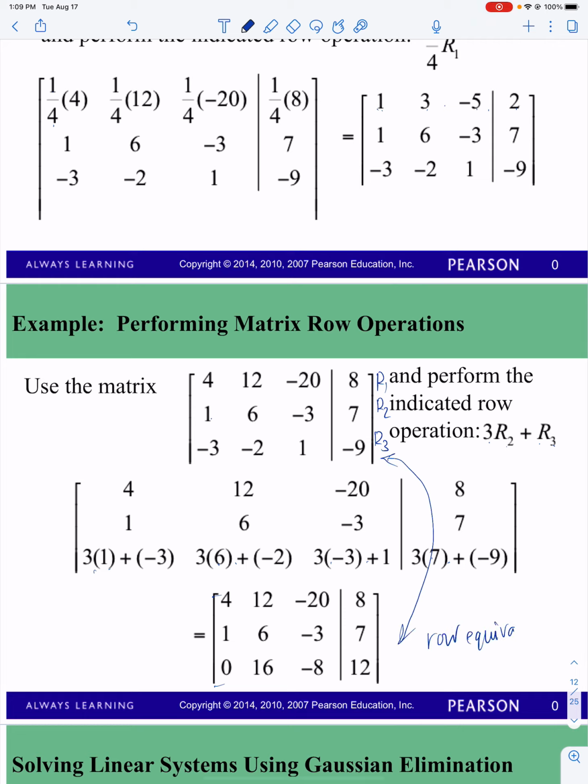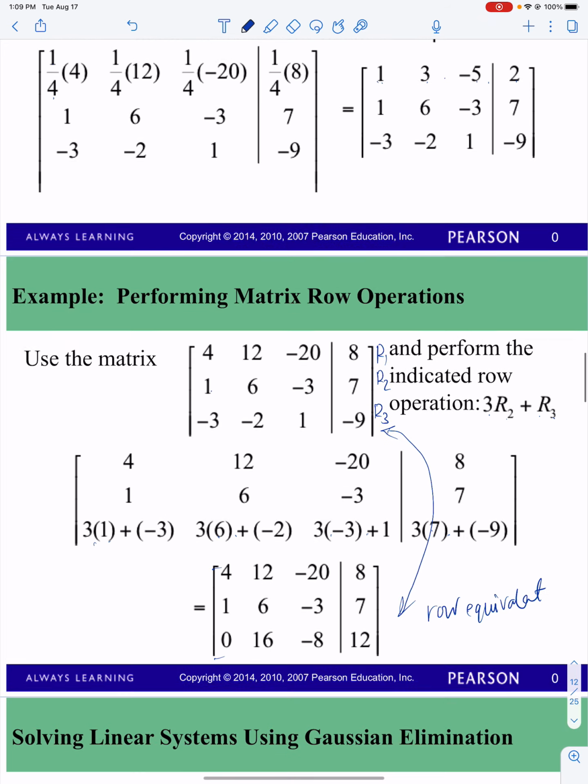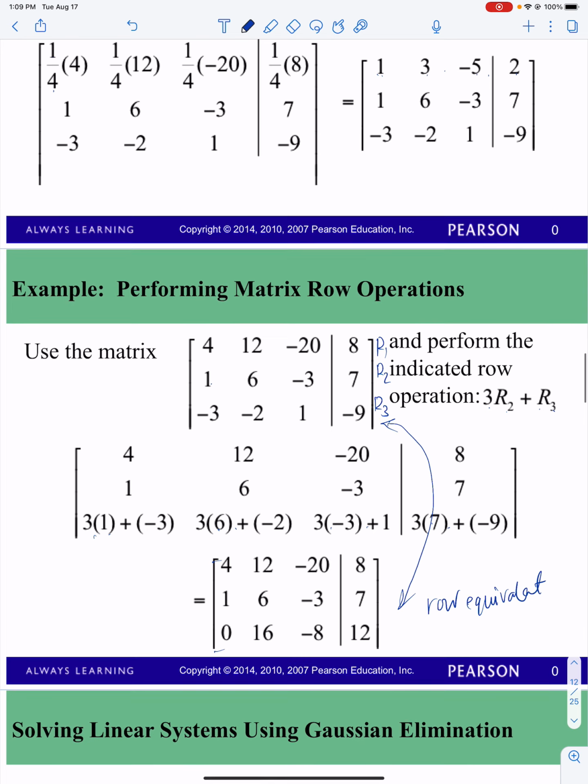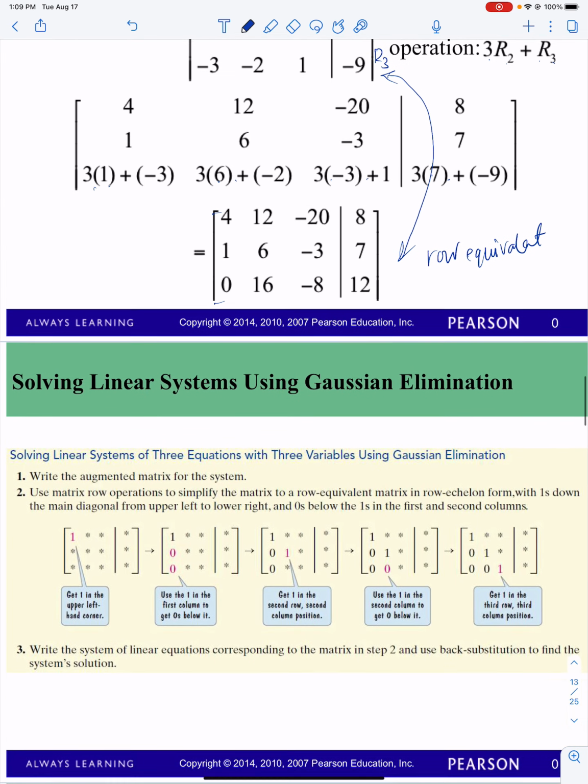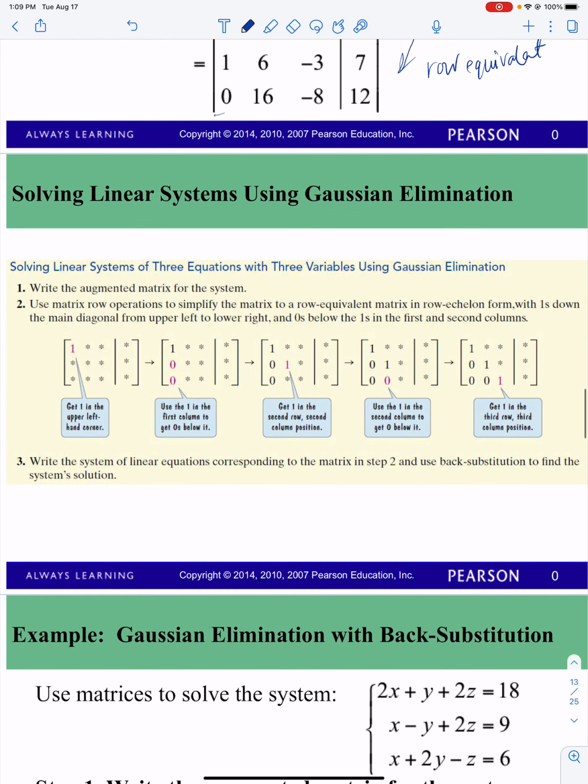So you will have the same solution. You can do these three operations. This is a very good summary here.